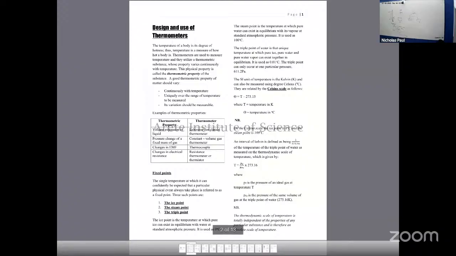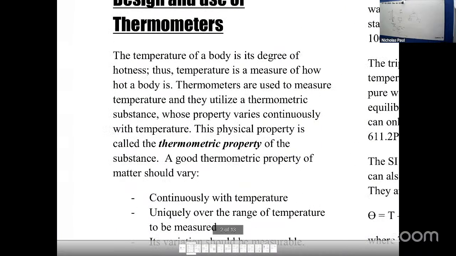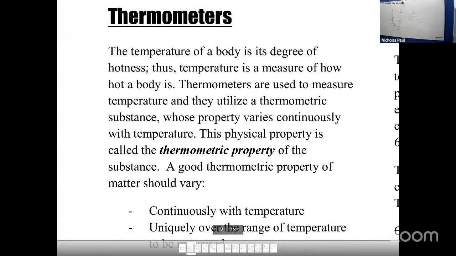So let's run through this here. Design and use of thermometers. The temperature of a body is its degree of hotness. Thus, temperature is a measure of how hot the body is. Thermometers are used to measure temperature, and they utilize a thermometric substance whose property varies continuously with temperature.